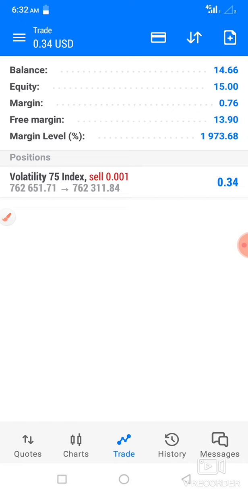Meaning to say all these 34 cents is good for this account. This is a very, very small account. But someone can give himself or herself a target to go to $1,000 from $10. That target itself is good to destroy your account. So what you need is just to give yourself a very small target, so that you leave trading whilst you are concentrating well.